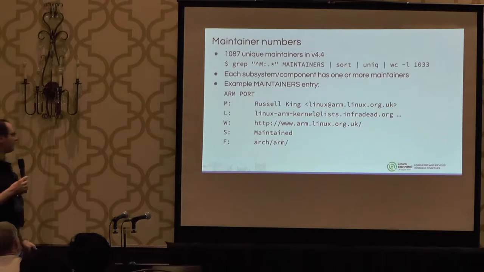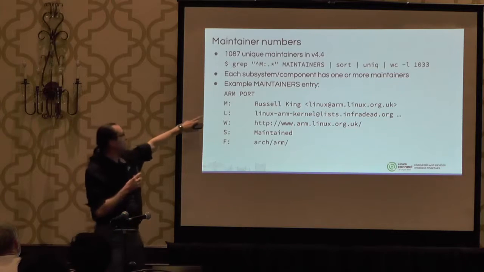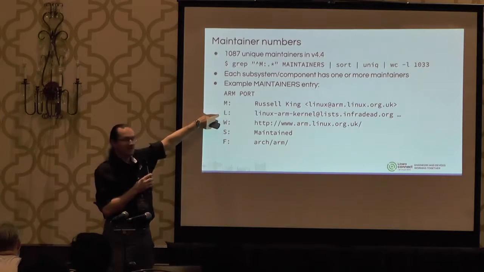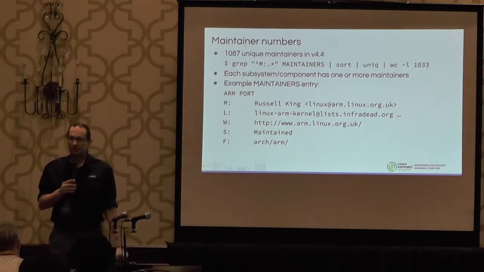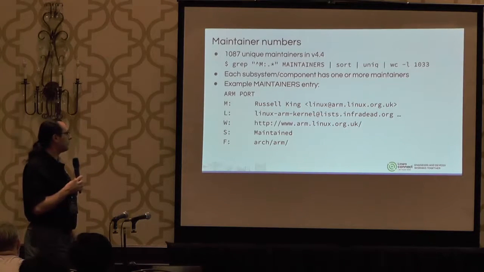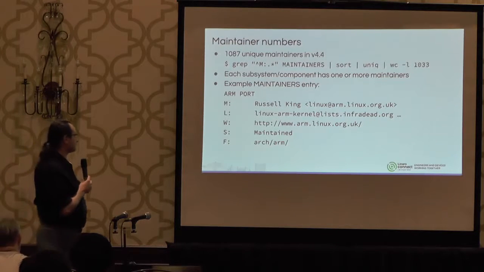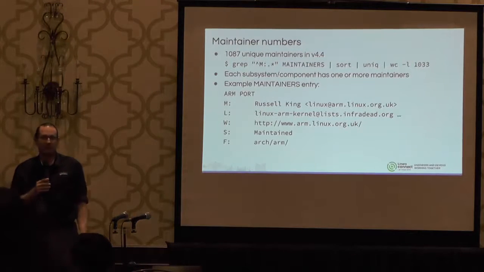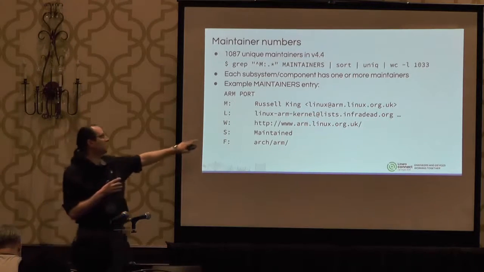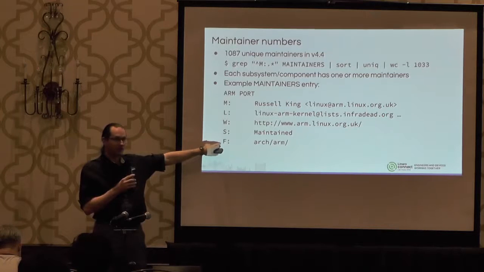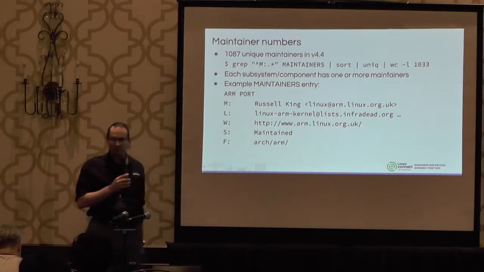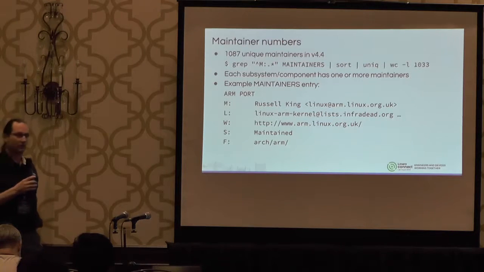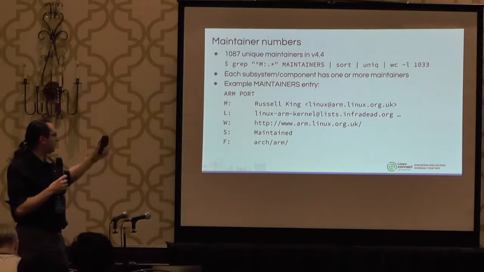This is an ARM-related example where we see the M. Russell King is a maintainer for the ARM port. There is a list, L, that you should copy when you try and contribute code to that port so that other reviewers can get involved. There is a website that you could go to learn extra information. It's a very good idea to have a quick look at this site. If you're going to be touching code in Arch ARM, it's quite worthwhile having a quick look at that site, because Russell in particular has some extra processes that not all maintainers do, and he documents them on that website.